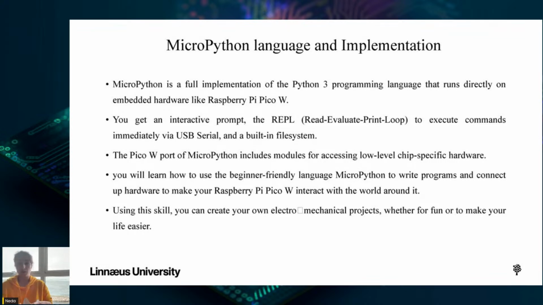So MicroPython is a powerful software development platform that provides a complete implementation of the Python 3 programming language on embedded hardware devices like Raspberry Pi Pico W. We shouldn't make the mistake of thinking that Python and MicroPython are the same. They are different. MicroPython is a light version of Python, specifically designed for embedded devices, the devices that have less memory, less computing power, and use very little power.